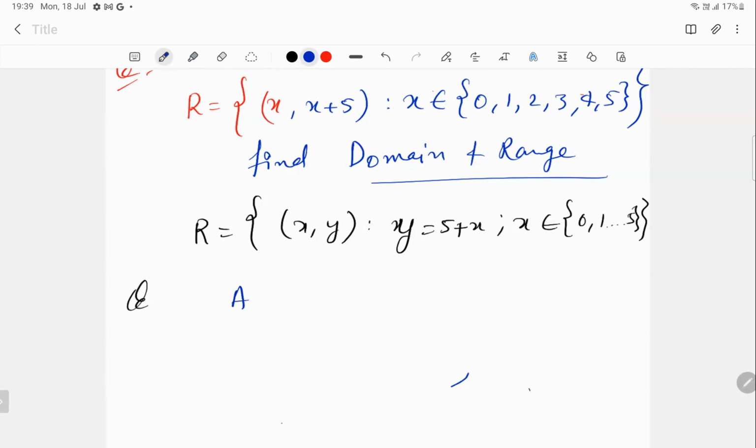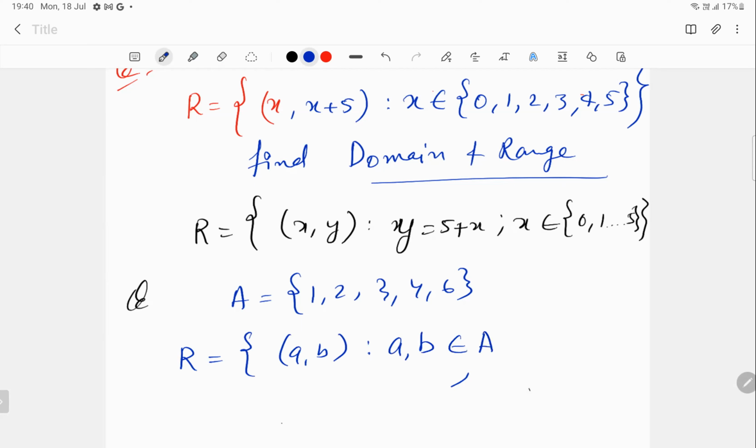Okay, let A be equal to {1, 2, 3, 4, 6}. I'm saying that R is a relation from A to A. Let me rephrase it. I'm defining R as (a, b) such that a, b both belong to A and b is exactly divisible by a. Understood this or not?